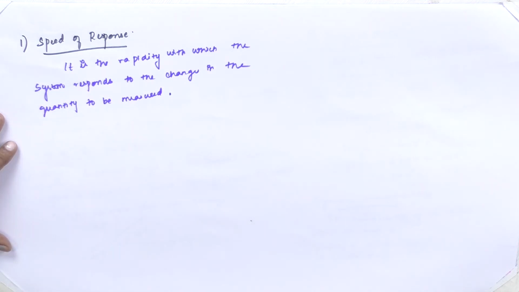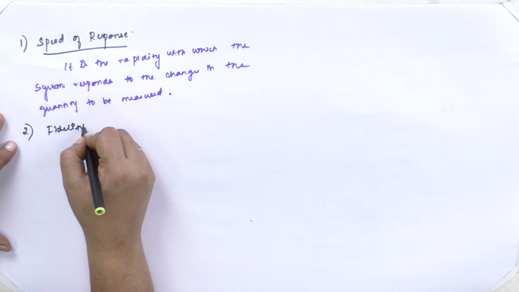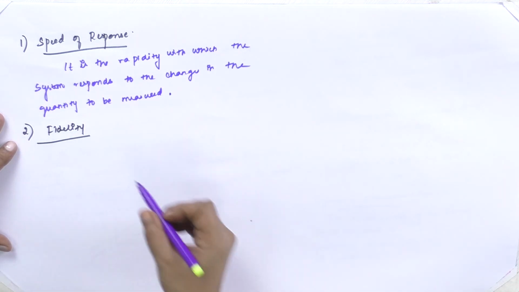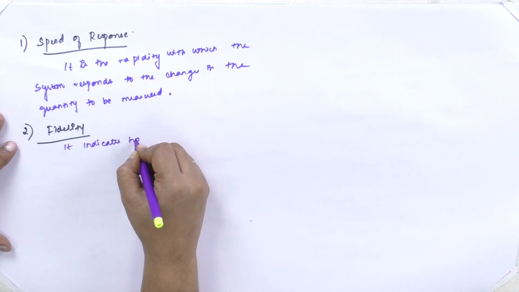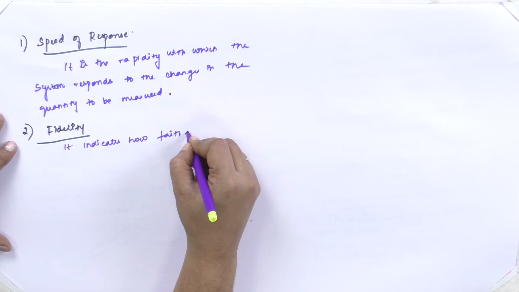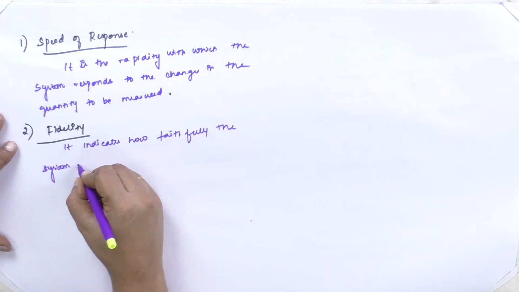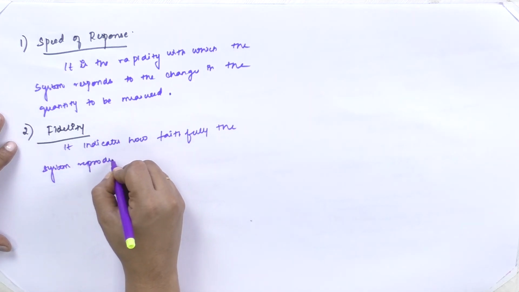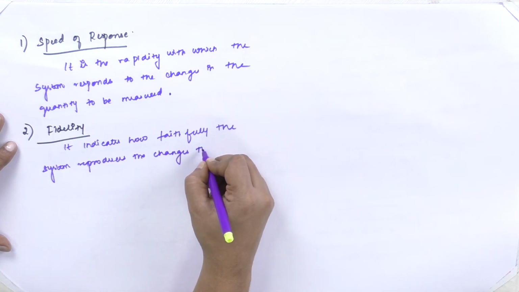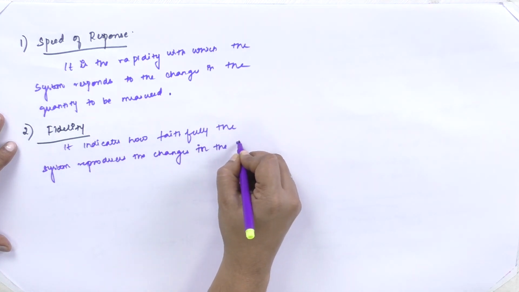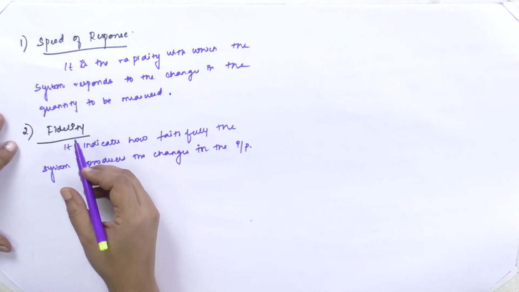The second is fidelity. It indicates how faithfully the system reproduces the changes in input. How faithfully the system reproduces the changes in the input is called fidelity.